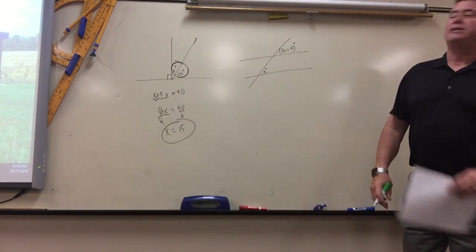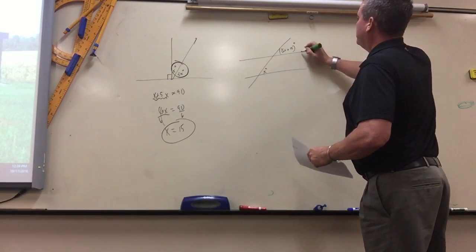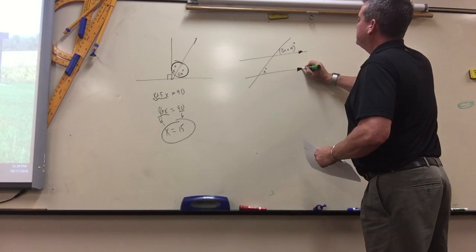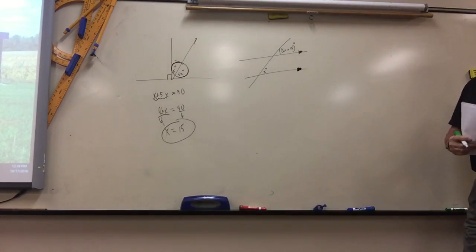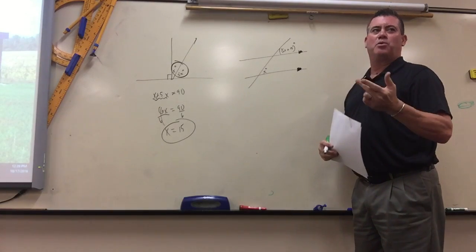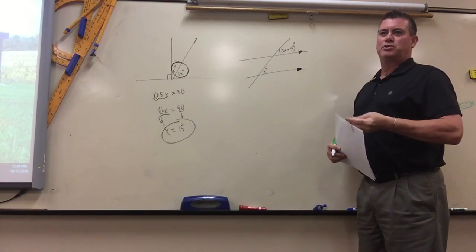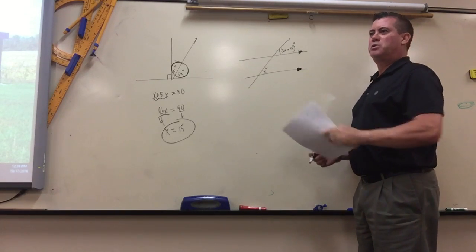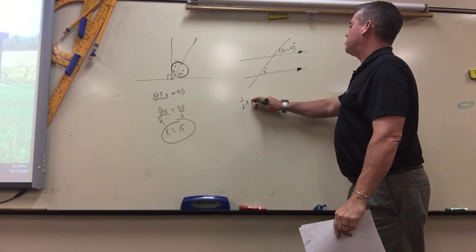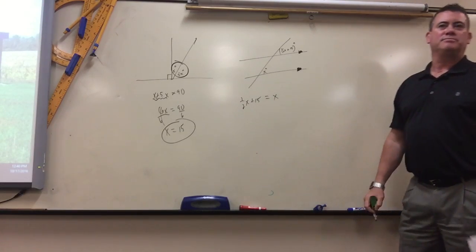Now when it's parallel lines, and these should be marked parallel, any two angles are either going to equal each other, or they're going to add up to 180. So in this picture, the two angles shown there, which one is it? Equal to each other. They're equal to each other, they're corresponding. So it would be 1/2 X plus 15 has to equal X.